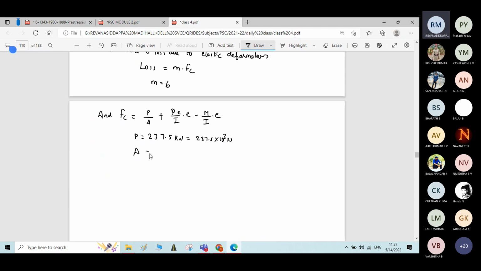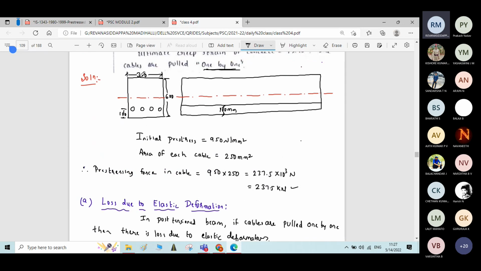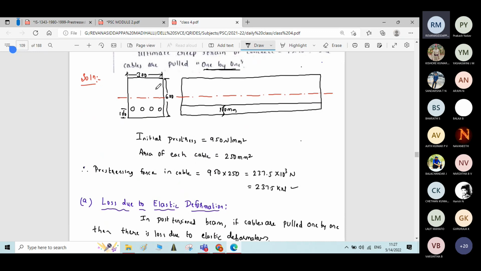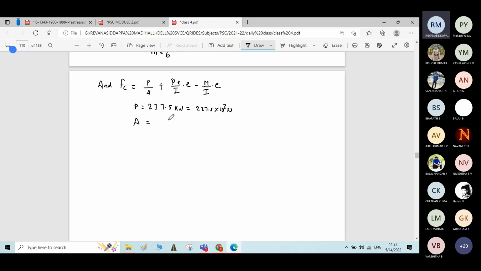Then area of cross section, we can calculate. It is 300 by 600. Don't substitute the area of cable here. It is area of section. Area of cable will come into picture only while calculating the pre-stressing force. So 300 by 600 is the area. If you calculate, it is 180,000 mm square, the area of the cross section.